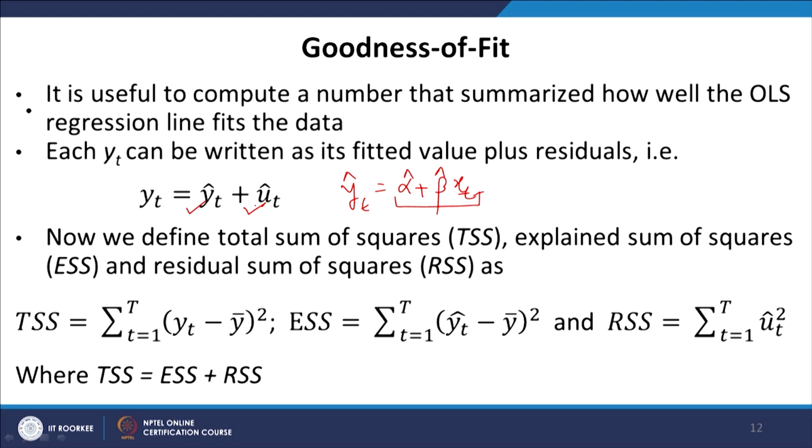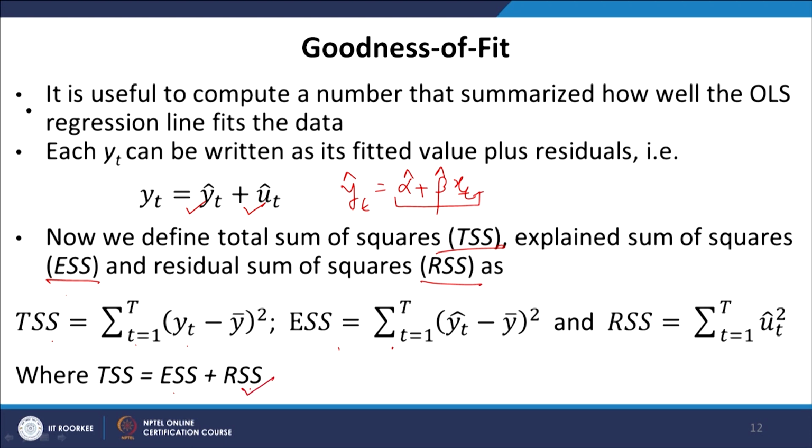Now, we define total sum of squares denoted by TSS, explained sum of squares denoted by ESS, and residual sum of squares denoted by RSS. TSS is yt minus y bar whole square summed from t equals 1 to capital T. ESS is yt hat minus y bar whole square summed from t equals 1 to capital T, and RSS is ut hat square again summed from t equals 1 to capital T, where TSS is equal to ESS plus RSS.